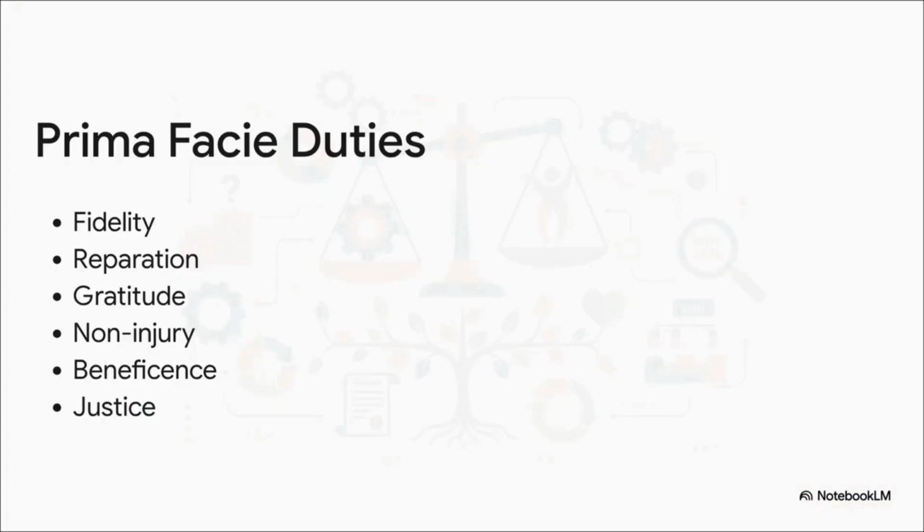Here is a super reliable checklist for ethical business behavior. These are our prima facie duties. We have fidelity, which is keeping your promises and contracts; reparation, meaning making up for injuries; gratitude, which is simply being thankful; non-injury, meaning not harming others; beneficence, which is proactively doing good; and finally, justice, meaning distributing benefits fairly. In business, you really should aim to fulfill all of these. But when they clash, you have to carefully weigh which duty is the heaviest.